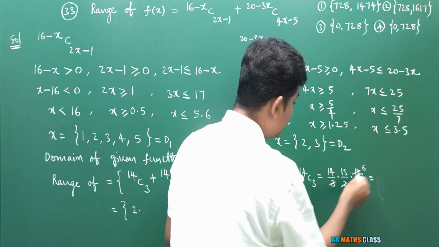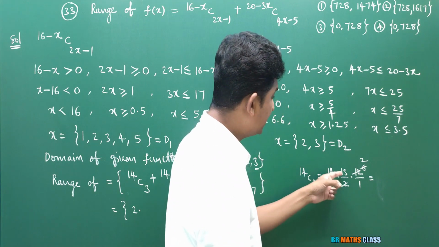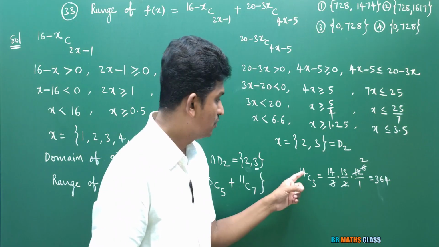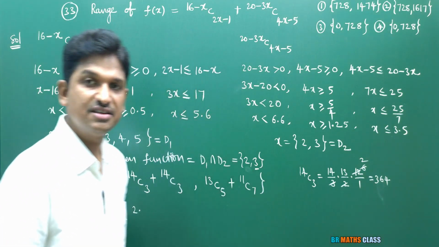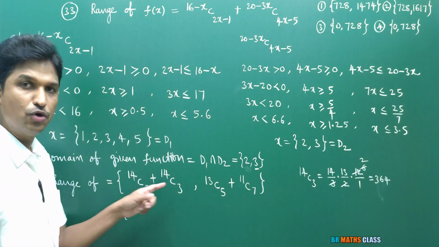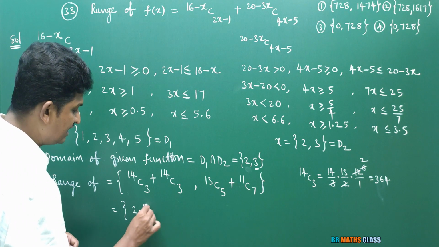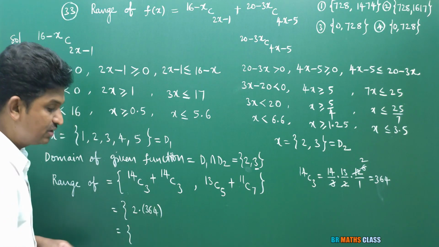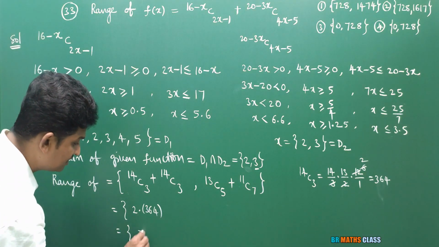And you see this 3 in this 2 times. So 14 into 13 into 2 is 364. So 14C3 is 364. This is 2 times 14C3. 14C3 is 364. Okay. So 2 into 364, that is 728.